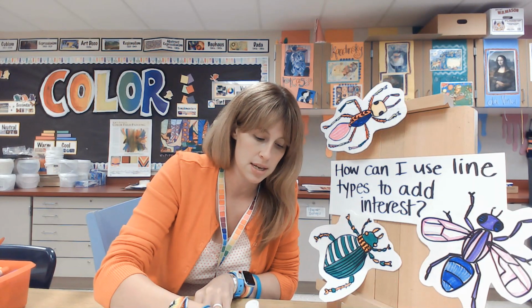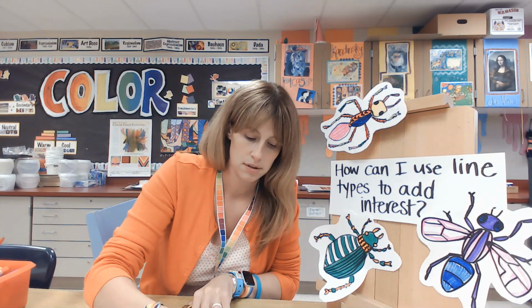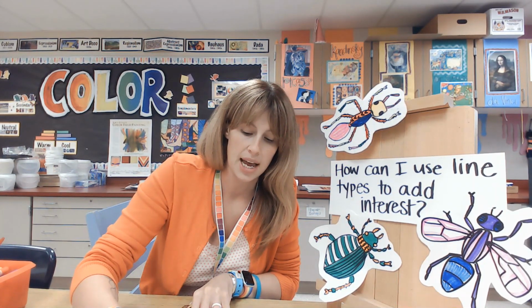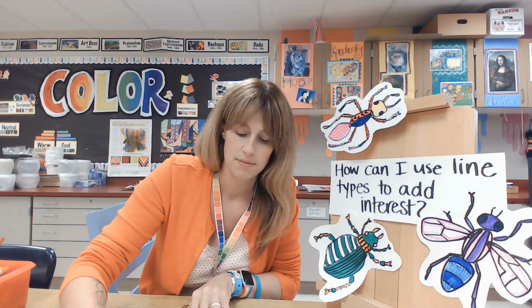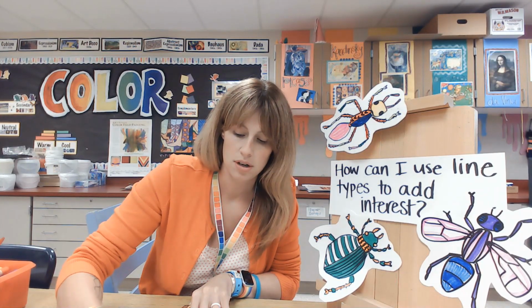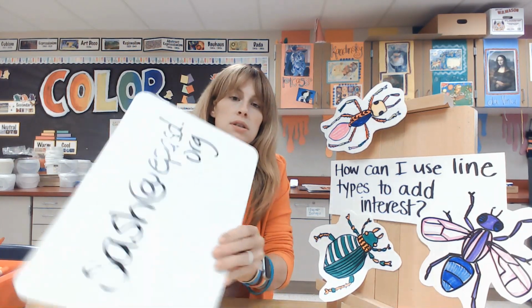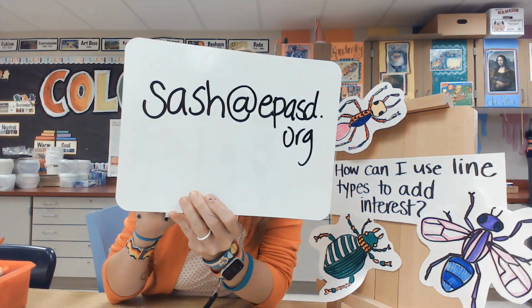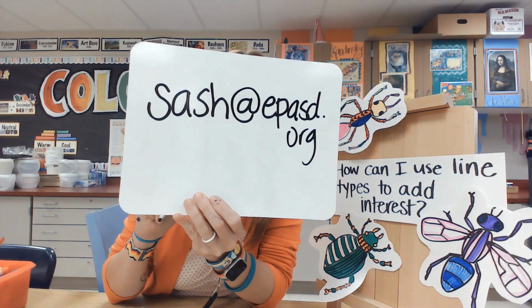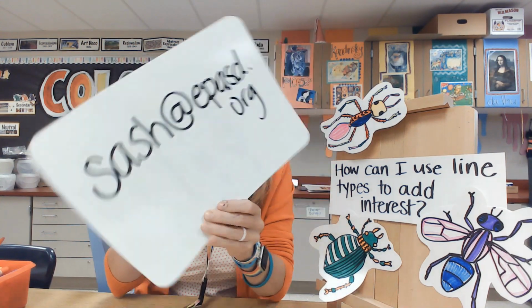My email is easy. It's only 4 letters. Sash. S-Ash. Okay, so it's sash@epasd.org. So if you're not sure how to send your art to me, message me and I can help you turn in your art.